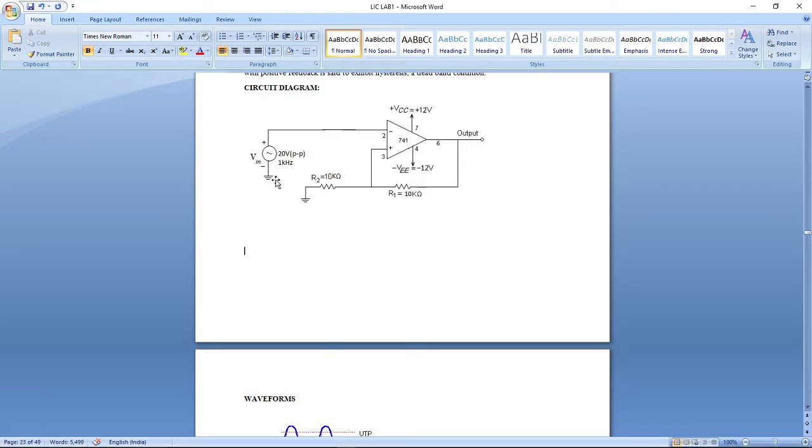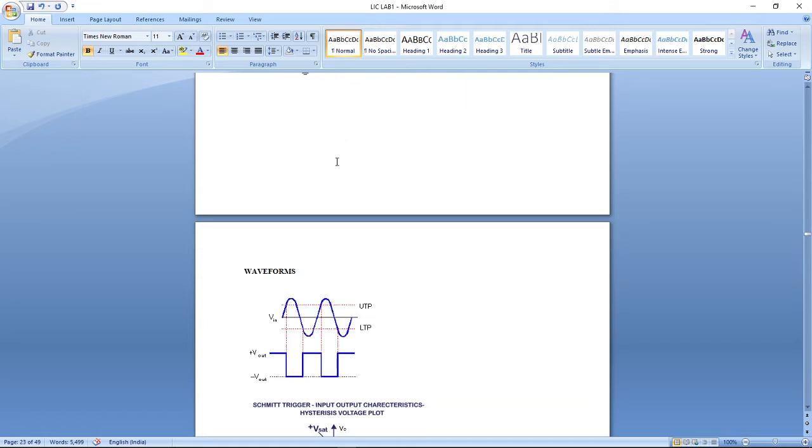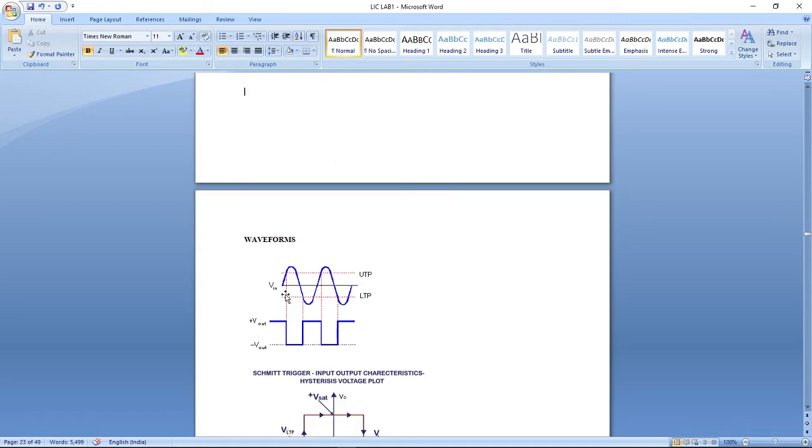Here the input waveform is a sine wave and the output waveform is a square wave. Here we can see the output waveforms like this. This is the input waveform which I gave to the circuit, and this is the output waveform which I got from the circuit.